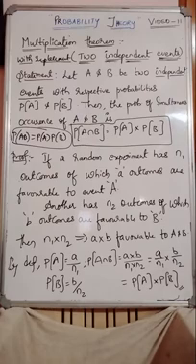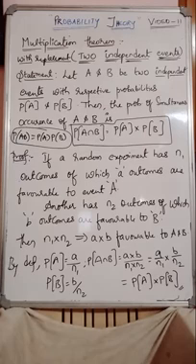Look at this theorem once again. Independent events. What we have considered here: first, two events capital A and capital B with their respective probabilities P of A and P of B. Then the simultaneous occurrence of A and B is P of A intersection B equals P of A into P of B. In the independent case, that is the condition. Then what is the proof?